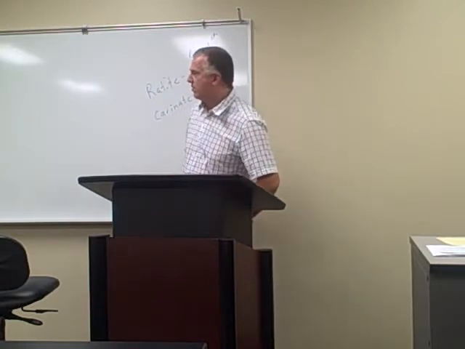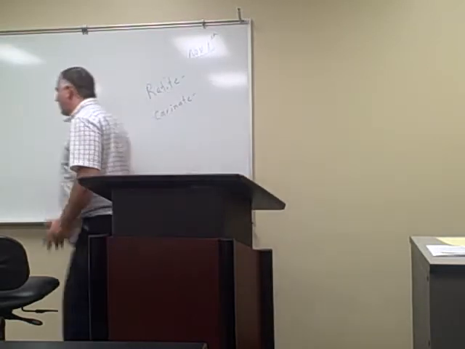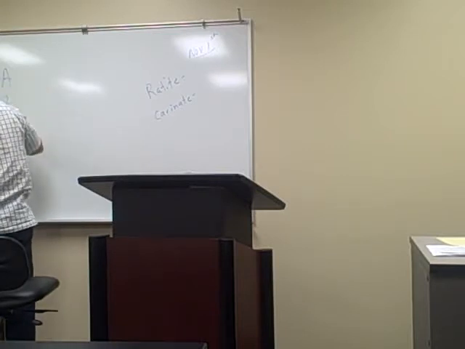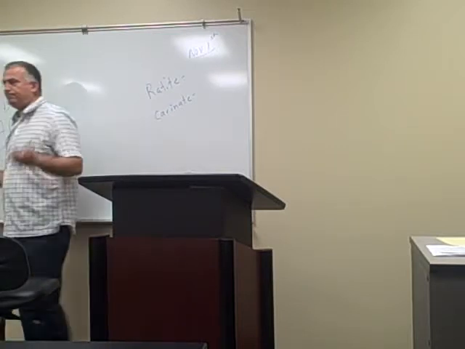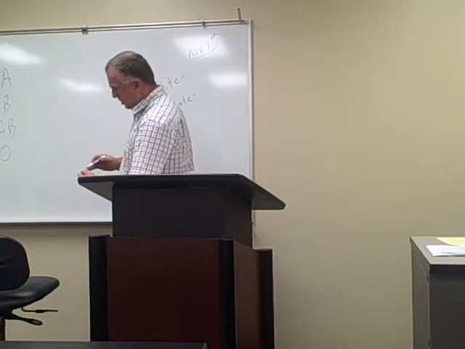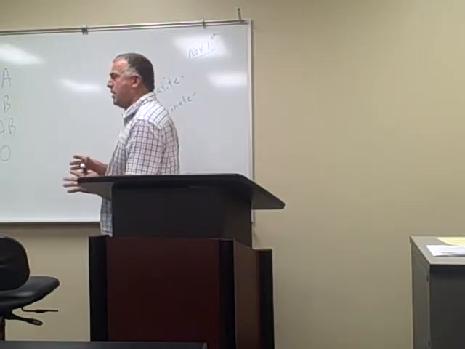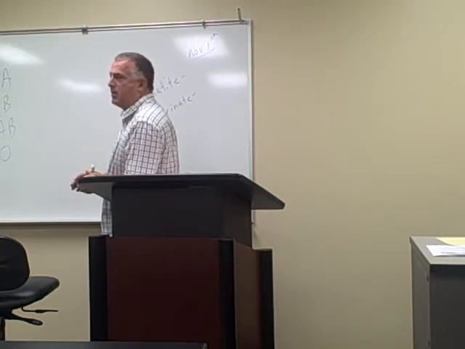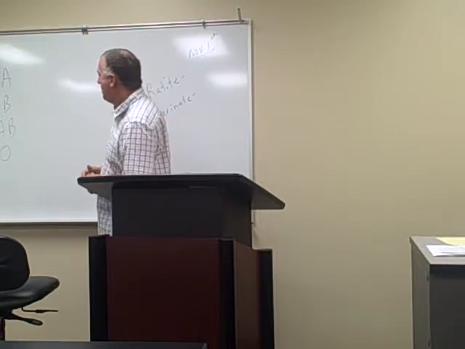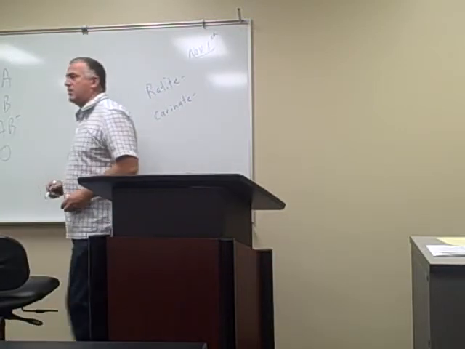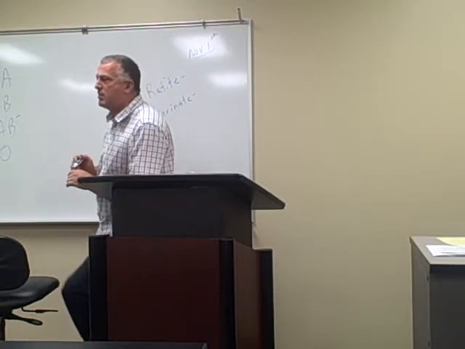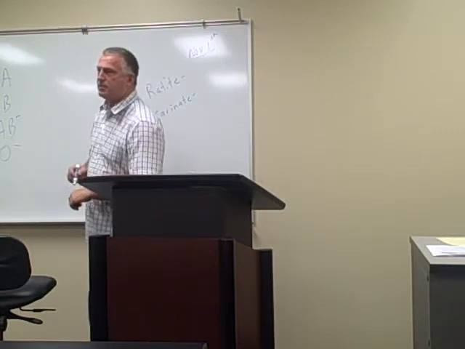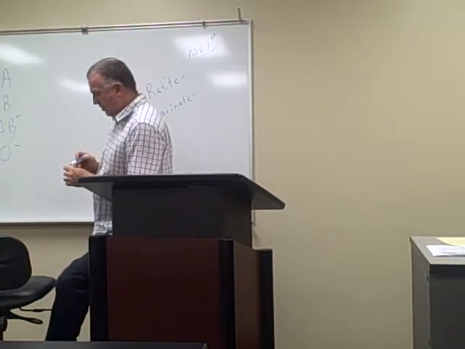So let's look at the ABO system. We know that we have A, B, AB, and O blood types, right? Everybody familiar with those? Now, you have A positive and A negative. You have B positive and B negative. You have AB positive and AB negative. And you have O positive and O negative. AB positive is your universal recipient. That blood type can receive any kind of blood that's out there. O negative is your universal donor. It can donate to anything out there.